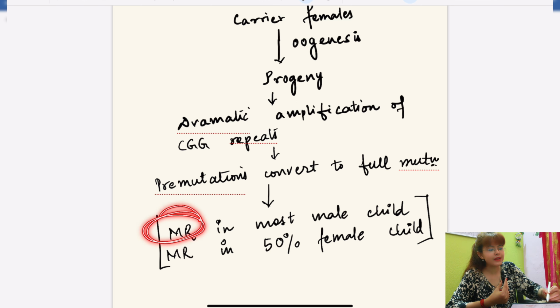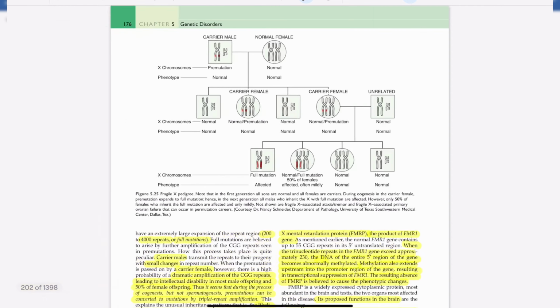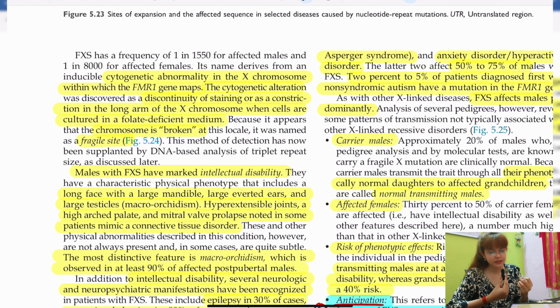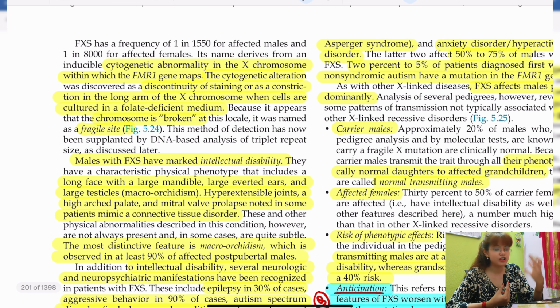So mental retardation is happening in most male children, but it's only happening in 50% of female children. So why is it called Fragile X syndrome? Because of the cytogenetic abnormality, the alteration happening in the X chromosome at the FMR1 gene, it is shown as a discontinuity of staining or as a constriction in the long arm of the X chromosome. When it is cultured, there is a discontinuity in the staining which appears as broken. It seems as if it is broken at that particular point in the long arm of the X chromosome. Important point. That is why it is named Fragile X syndrome.